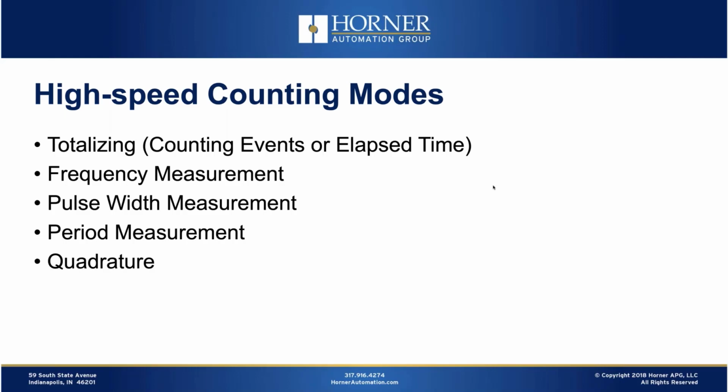And then we have quadrature mode, which is that special mode we use when we're interfacing typically with an incremental encoder for position, whether that's linear position or rotary position. So these are the different counting modes that are supported in our products, and I'm going to go through those individually with examples to show you how you might set those up.